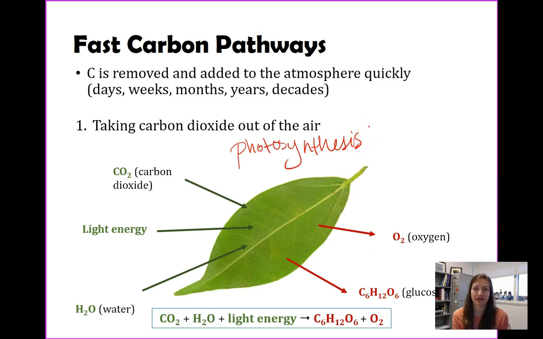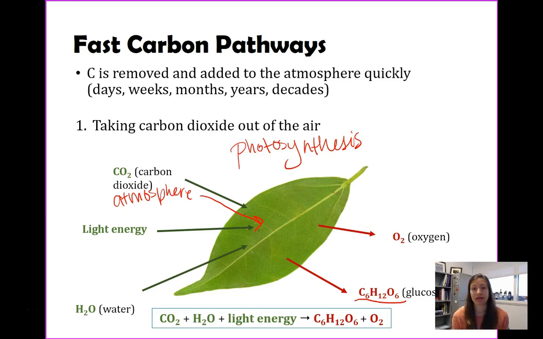With photosynthesis, plants are taking carbon dioxide, this carbon that's in the atmosphere, and turning it into glucose. Glucose has this carbon in it. That glucose then gets incorporated into the plant. So we go from the atmosphere, then photosynthesis happens, and then it ends up in organisms. In this case, it's ending up in plant organisms.